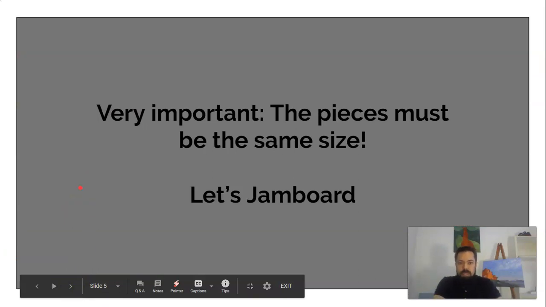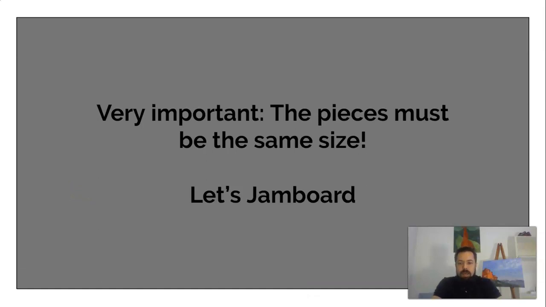Okay, so very important. The pieces have to be the same size. For example, if you were sharing something with one of your siblings, and you were the person who shared it. So let's say you were sharing a chocolate and you broke a big piece and a small piece. You can imagine which one your brother or sister would take if you gave them the option. So you want to make sure that those pieces are exactly the same size.